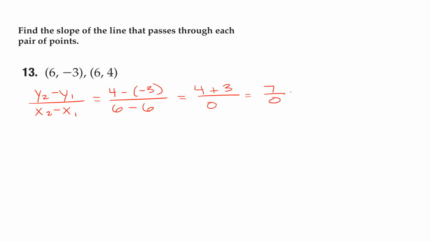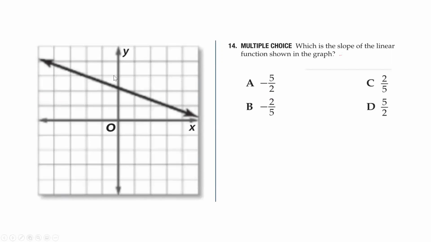And I just said on the previous slide, you cannot divide by 0. So if the denominator is 0, that means it is undefined or there is no slope. Okay, and that is a vertical line. All right, so let's look at number 14.